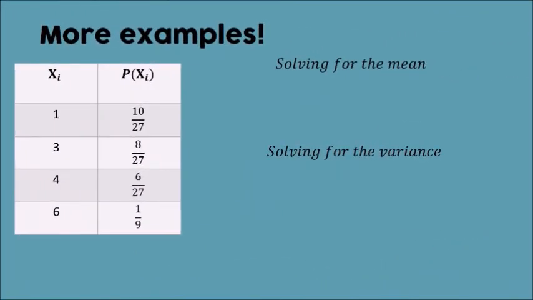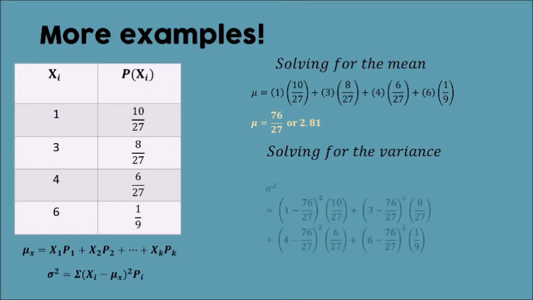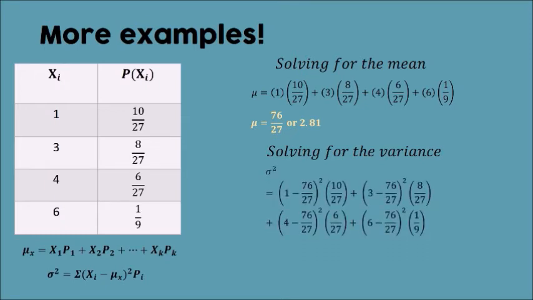Now since we have the values, it will be easier to solve for the mean and variance as this will only require substitution. Substitute the values in this formula and we get the mean or expected value, which is 76 over 27 or 2.81. Now substitute the values to the variance formula and we get the variability of this probability distribution, which is 2.67.